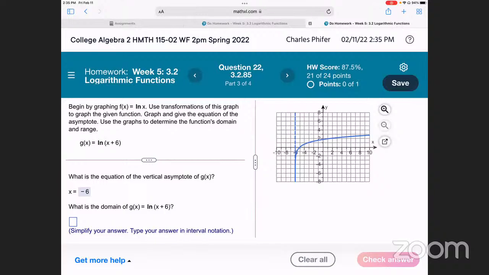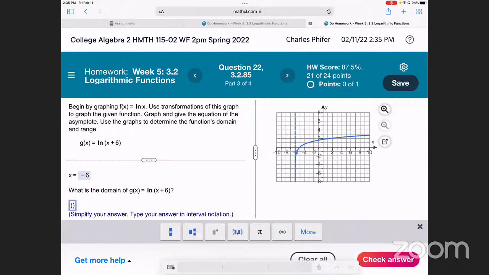So in general, the domain of the log is from 0 to infinity, but we moved it left by 6. So that means the domain is going to be -6 to infinity.